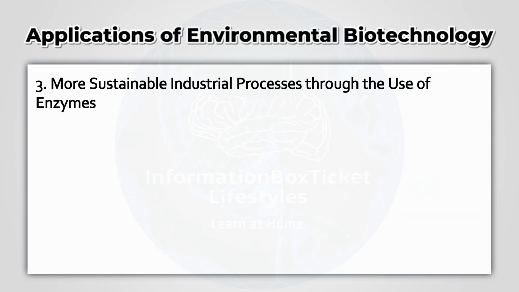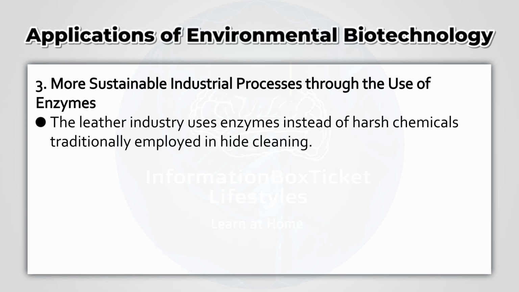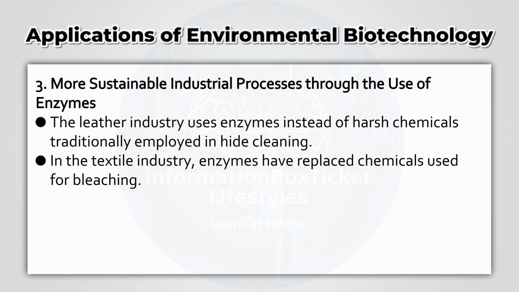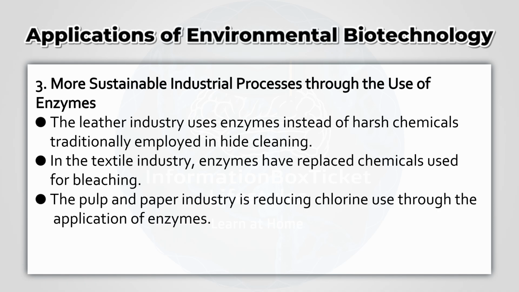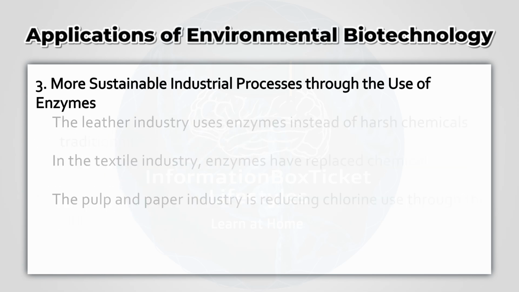3. More sustainable industrial processes through the use of enzymes. The leather industry uses enzymes instead of harsh chemicals, traditionally employed in hide cleaning. In the textile industry, enzymes have replaced chemicals used for bleaching. The pulp and paper industry is reducing chlorine use through the application of enzymes.